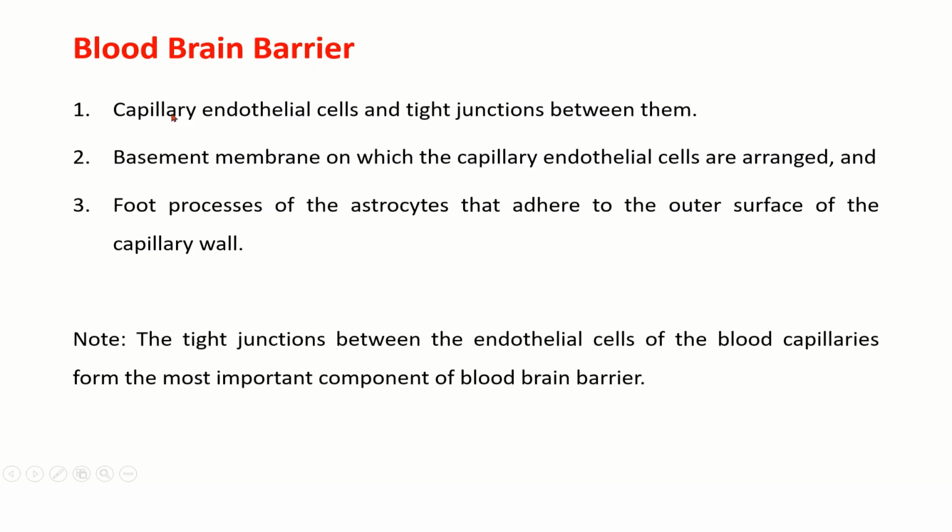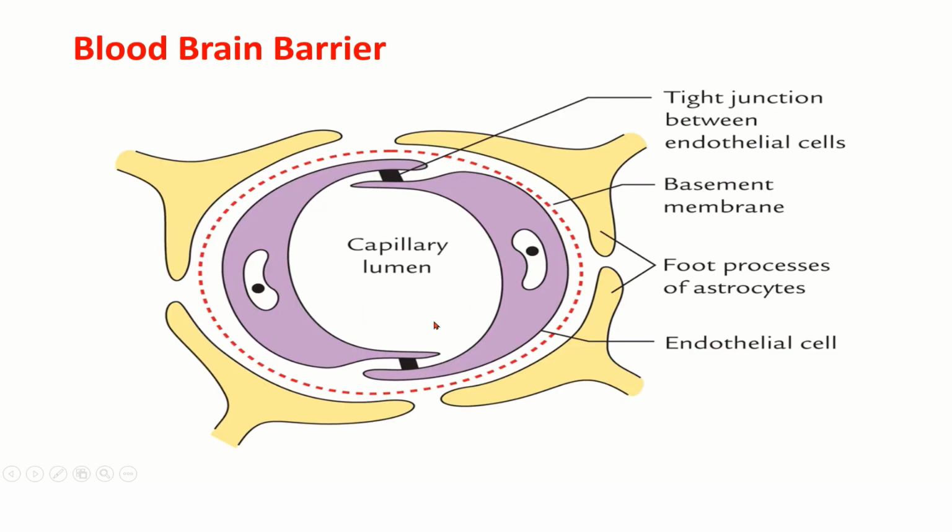So the blood-brain barrier will have these three components, namely the capillary endothelial cells along with their tight junctions, the basement membrane of capillary endothelium, and foot process of the astrocytes. The tight junctions between endothelial cells are the most important thing. You can see here the capillary endothelial cells with the tight junctions, the basement membrane, and foot process of the astrocytes.